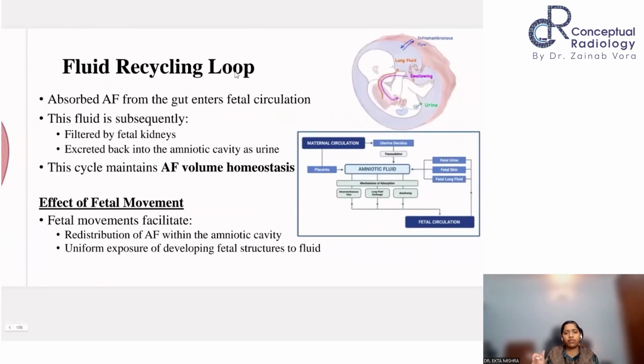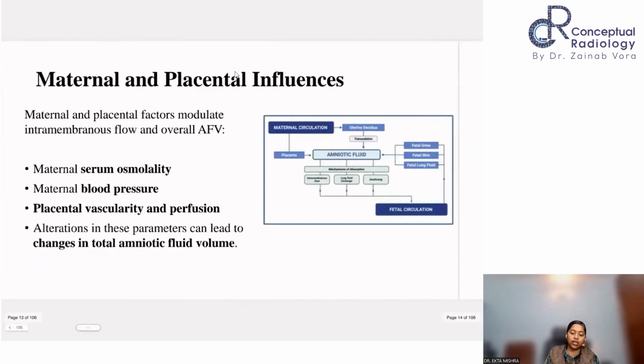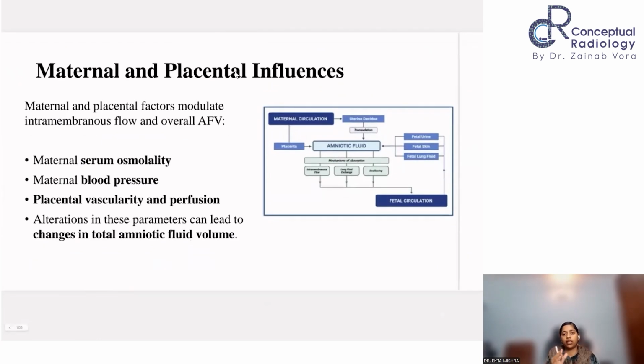So this recycling loop is very important. The fluid gets absorbed from the gut and enters the fetal circulation. After getting absorbed, it will be filtered by the kidneys and then excreted as urine to reach the amniotic cavity. So this is how the cycle is maintained. Movement will distribute the fluid within the amniotic cavity. So that's a loop. And if there is any break, if there is decreased absorption or decreased production, there will be a change in the homeostasis and lead to a different picture, polyhydramnios or oligohydramnios.